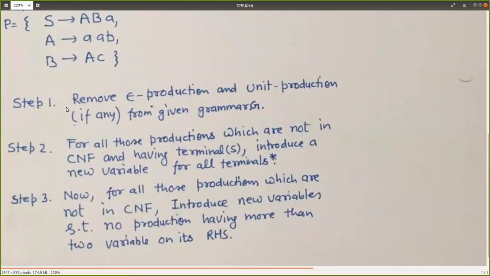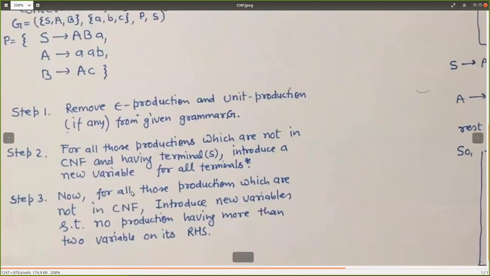Now step two, what would we do for all those productions which are not in CNF and have terminals? Introduce a new variable for each terminal. What does that mean? We would take an example to demonstrate that. And step three, for all those productions which are not in CNF, introduce new variables such that no production has more than two variables on its right hand side. What is the meaning of these statements? Let's take an example.